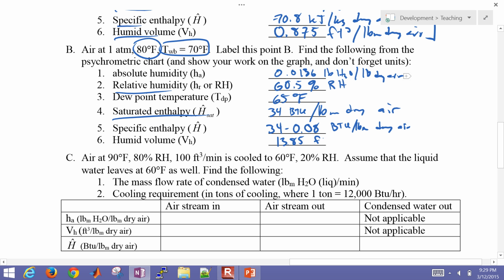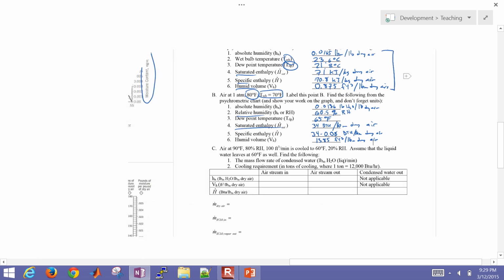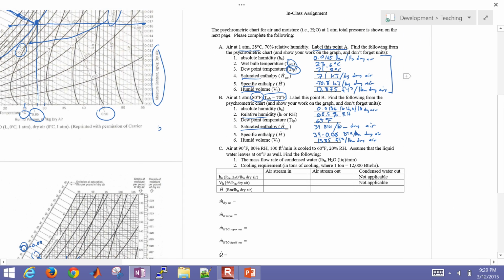Okay, and that's going to be foot cubed per pound mass dry air. So we've got these two points. We did this one in degrees Celsius, this one was Fahrenheit, AES, this one was SI units. Okay, so let's do just one more here.